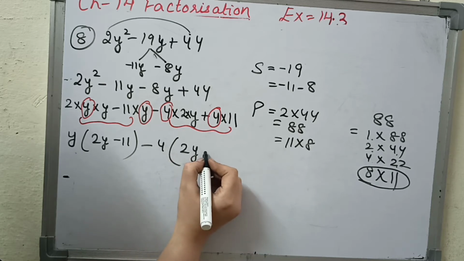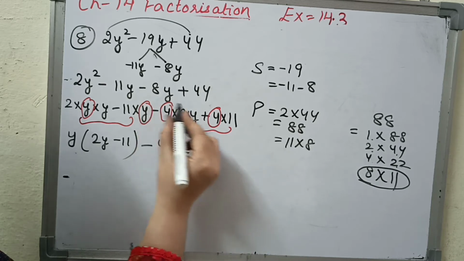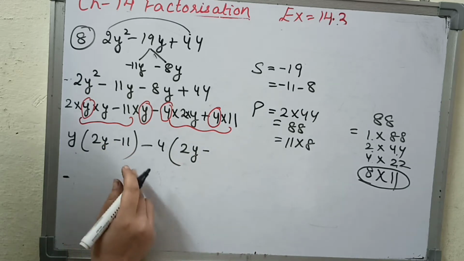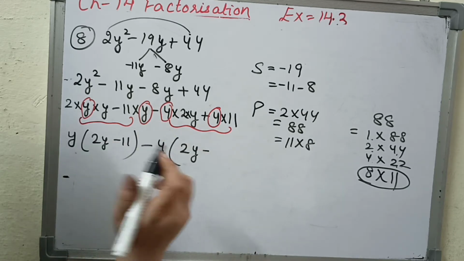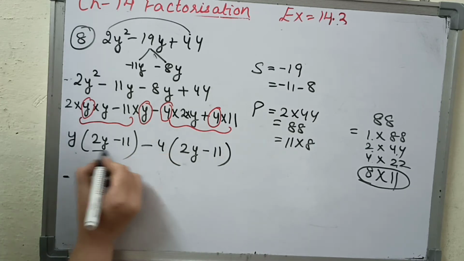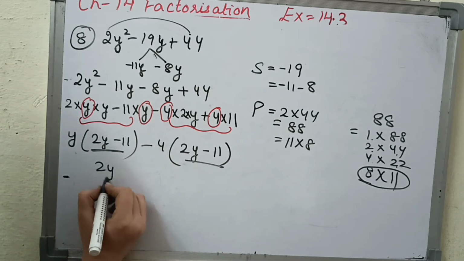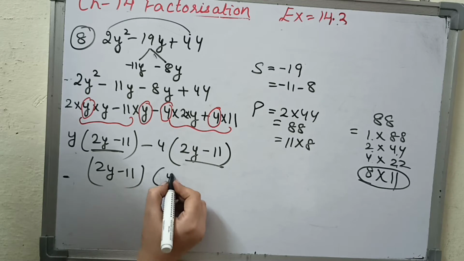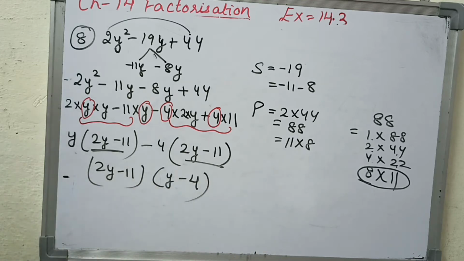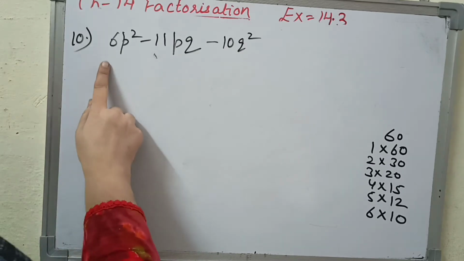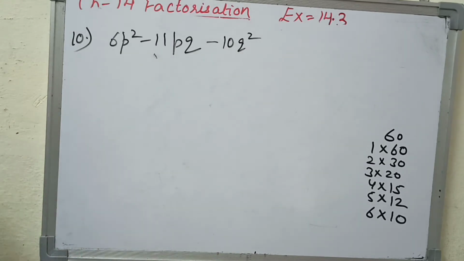The term left is 2y, and minus makes this sign negative because I take minus outside. So the sign inside the bracket always gets reversed when we take minus common. So it becomes 2y minus 11. Again here 2y minus 11 is common, so I write it down outside, and the term which is left is y minus 4.